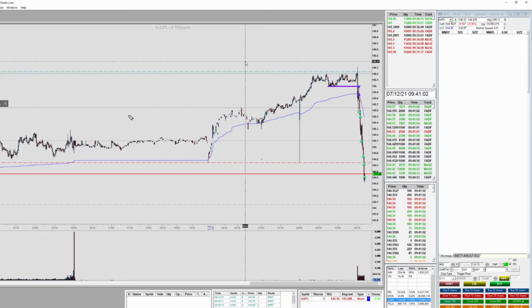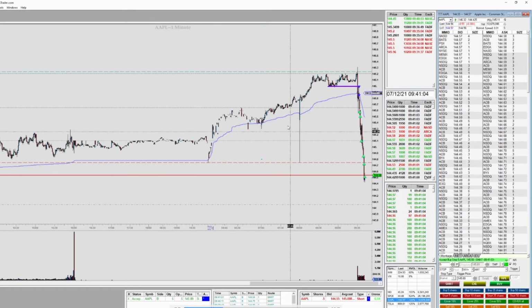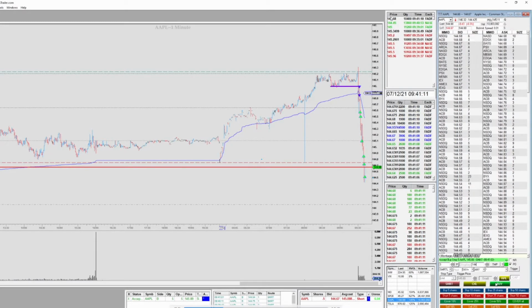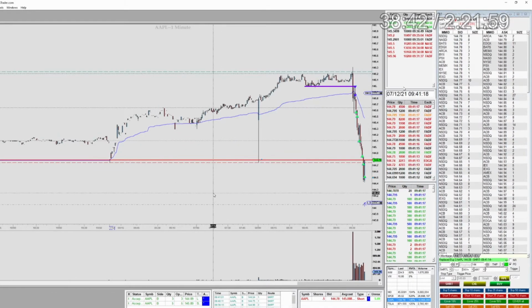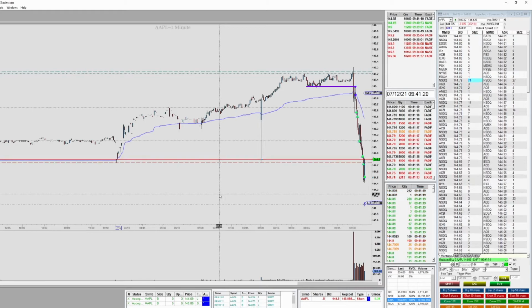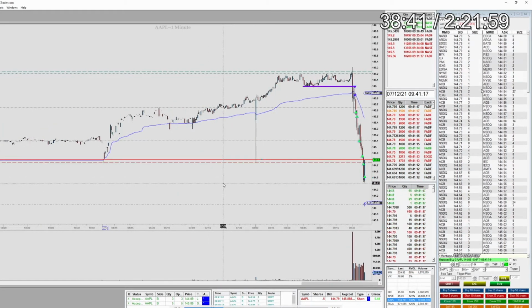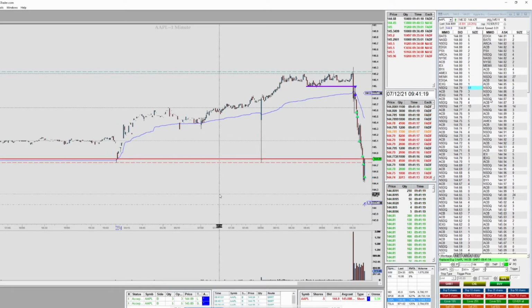Dang it. Okay. Right here. Here we go. You can see a big order just came in at 144.68, which is signaling some strength on the way back up. And you can see some new buyers showing up here on the level 2 right here.